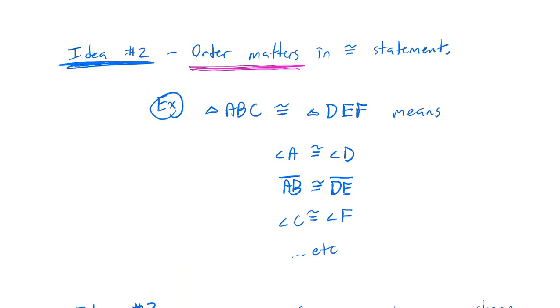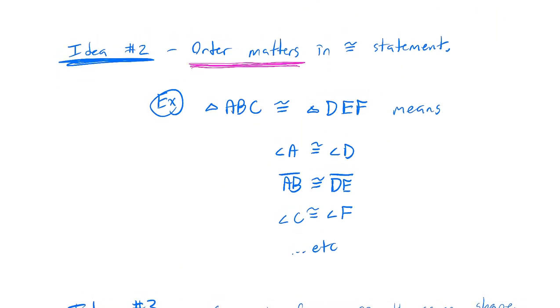Okay? Now, order matters is the second idea. Absolutely order matters. So if you say triangle ABC is congruent to triangle DEF, that means A corresponds with D. So I would know angle A, I don't have to even know the picture at all. I know angle first letter is the same as angle first letter of the other triangle. So that always matches with angle D.